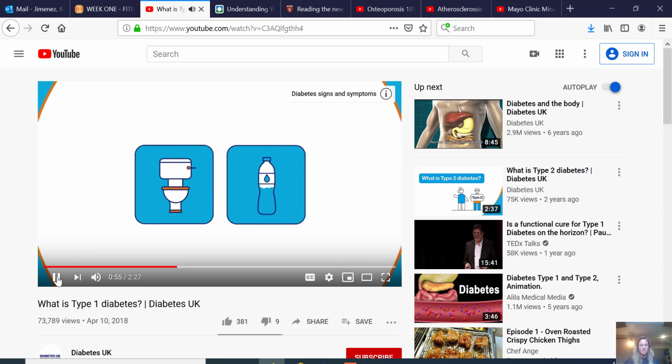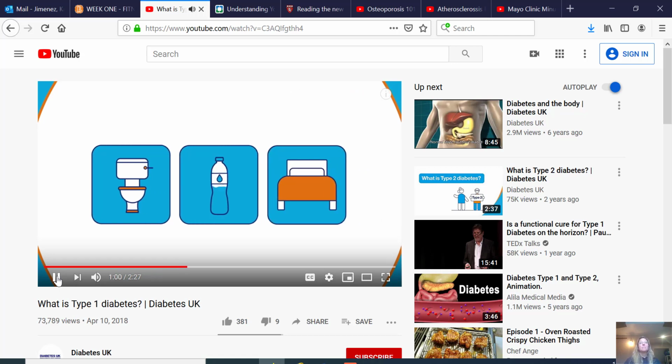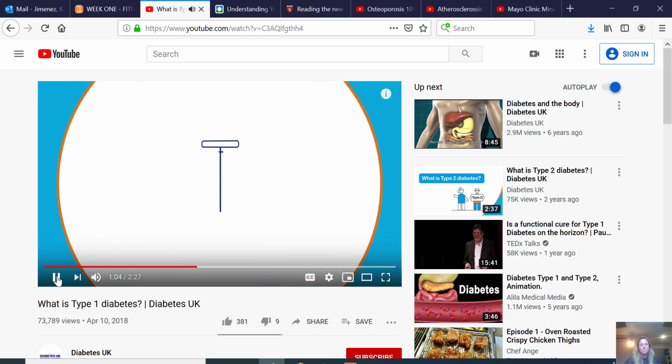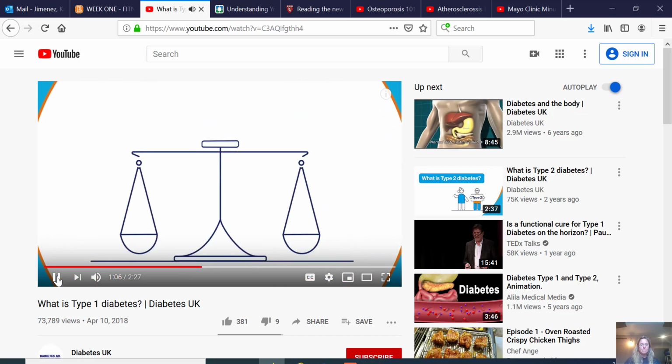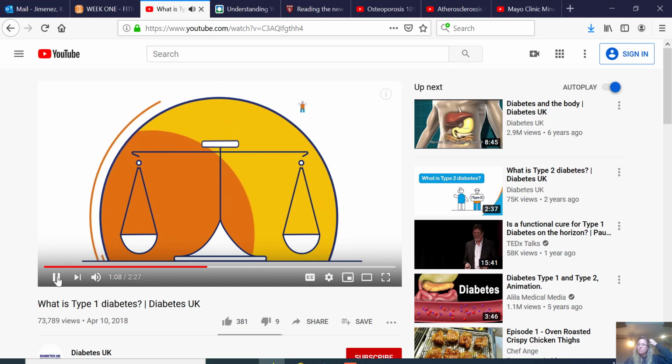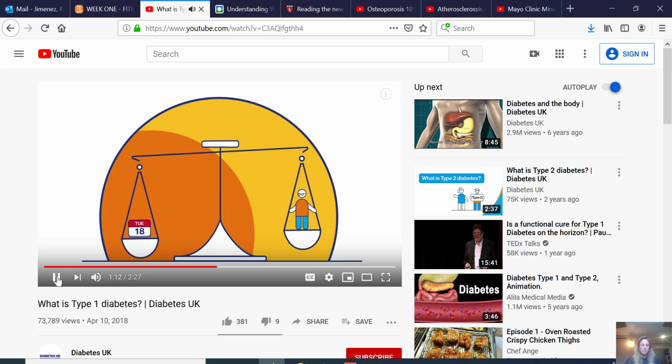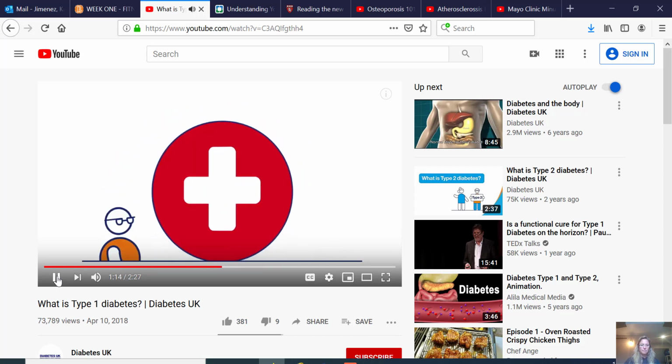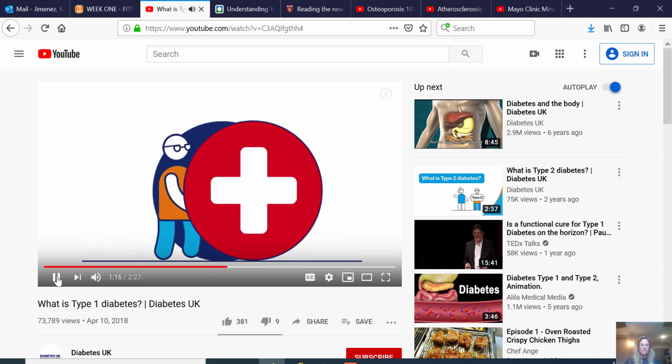Because glucose can't enter your cells to give you energy, you'll feel incredibly tired. To try and get energy, the body breaks down fat stores to provide fuel. That's why people often lose weight before discovering they've got type 1 diabetes. These symptoms tend to come on quickly, over just a few days or weeks. Anyone who has these symptoms should see a doctor as soon as possible.